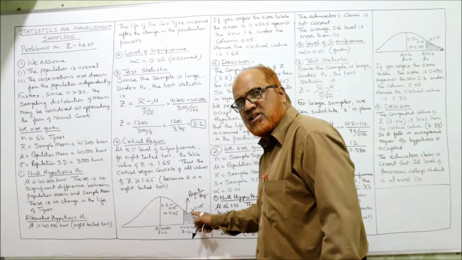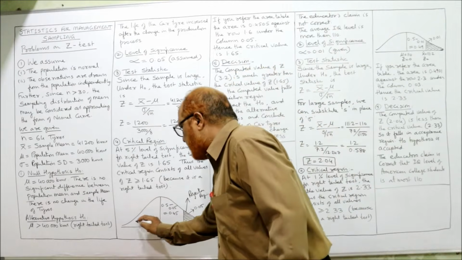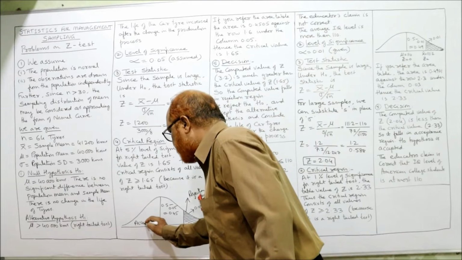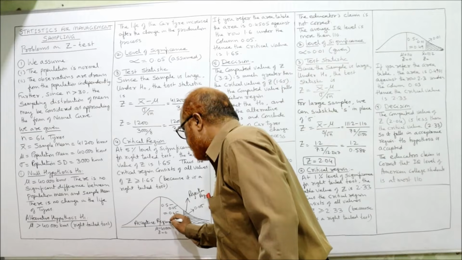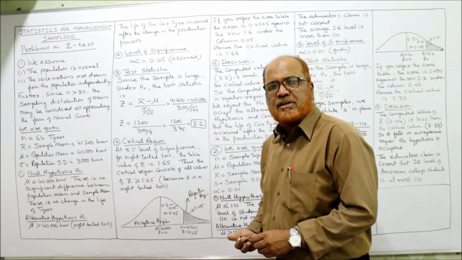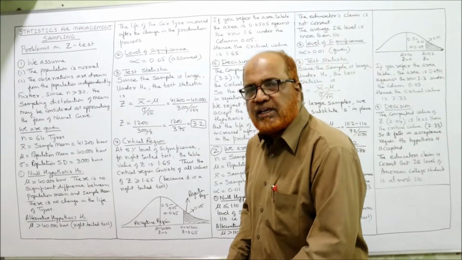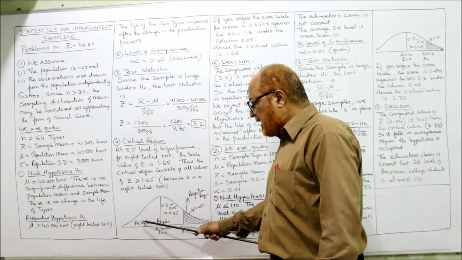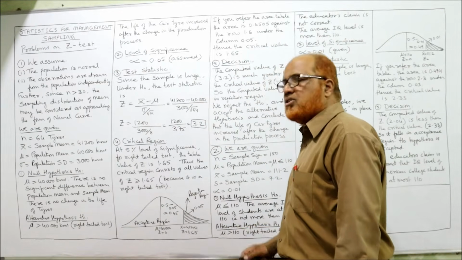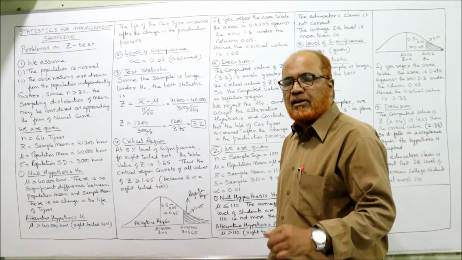This shaded area is the rejection region. This unshaded area is the acceptance region. Now we have to see whether this 3.2 will lie in the acceptance region or in the rejection region. Then we can give the decision.